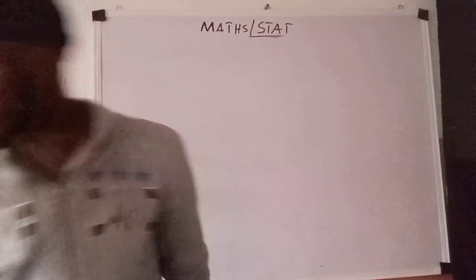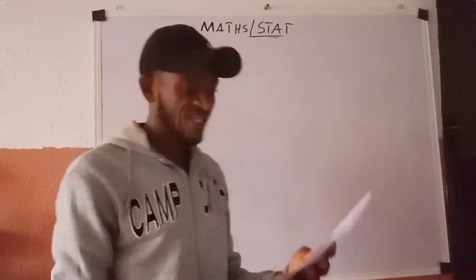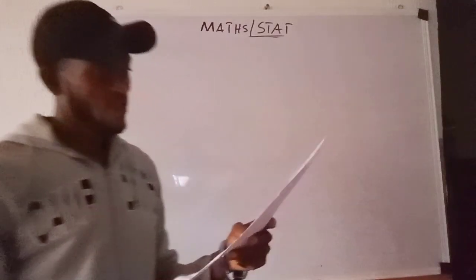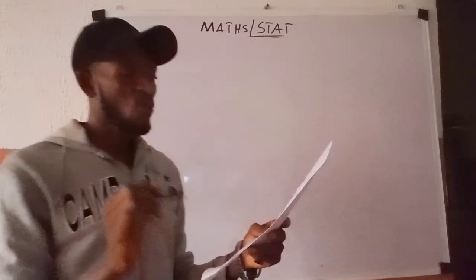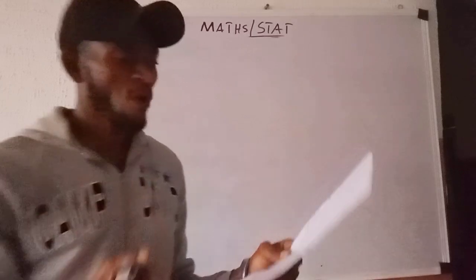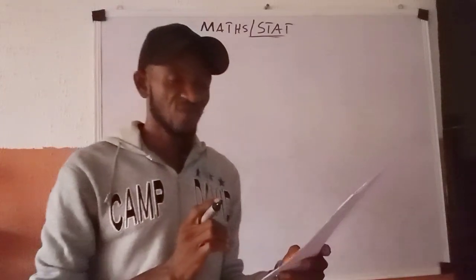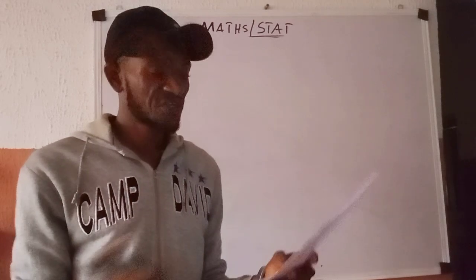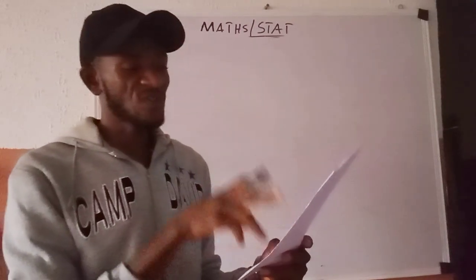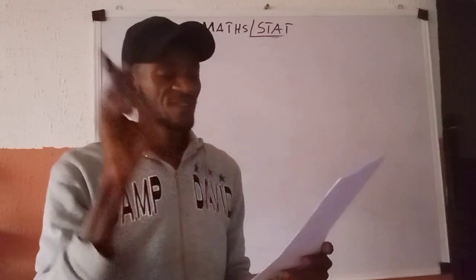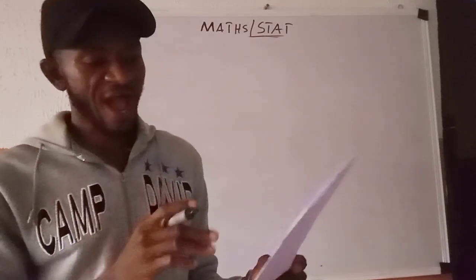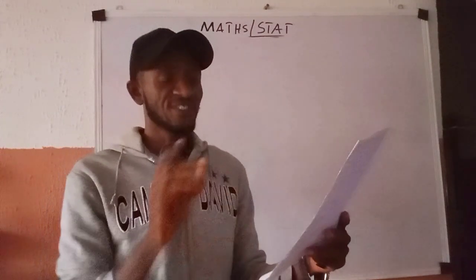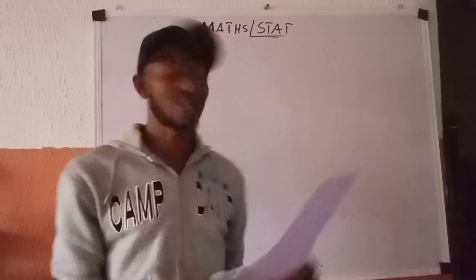The second question says, and I read. If sine theta plus cos theta equals 7/5, what is the value of cos theta? That is the question they ask us there.